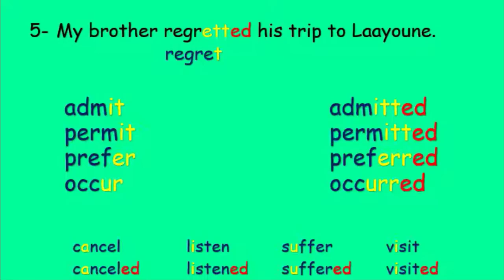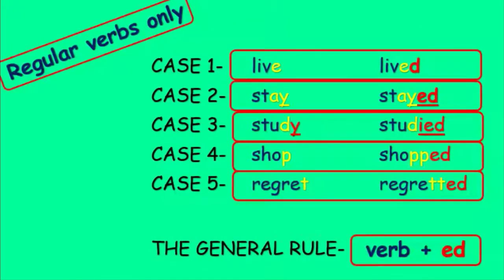So you say cancel, cancelled, listen, listened, suffer, suffered, visit, visited. So let's look at the 5 cases. Case number 1, the verb has E at the end, so we add D only. Live, lived. Case number 2, the verb has Y at the end, but there is a vowel before Y, so we add ED. Stay, stayed.